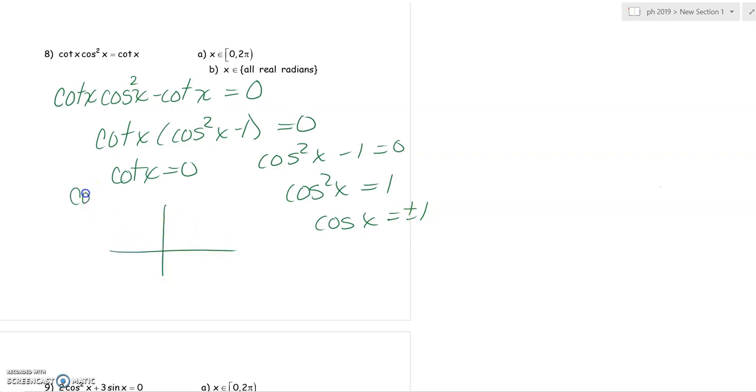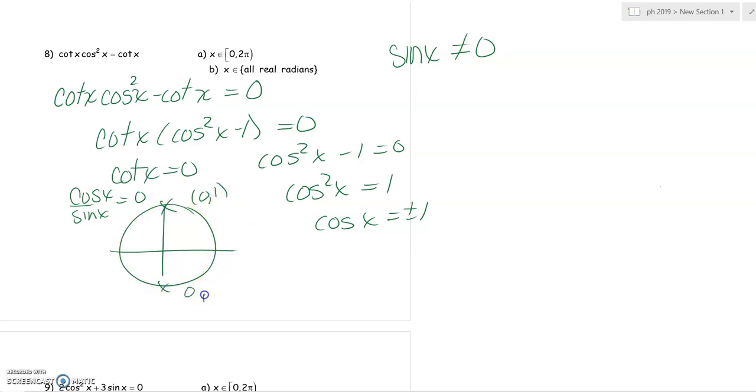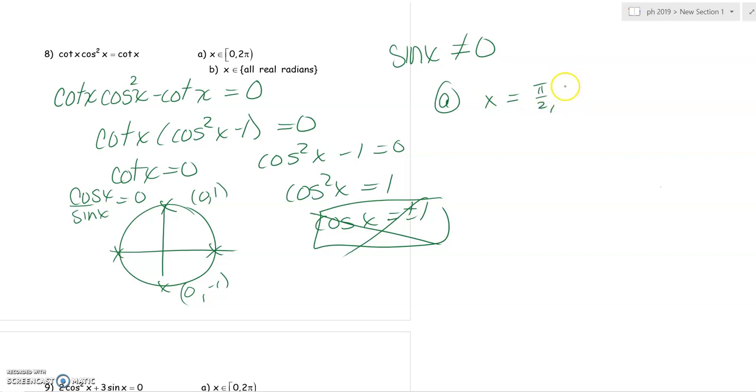So what's very important is for us to think about the domain of our function. Notice that you're looking for values of x that make the cosine of x 0, but not the sine of x. You can't divide by 0. So very important for our domain, the sine of x cannot be 0. So the cosine is 0 at pi over 2 and 3 pi over 2. But notice we want to know when the cosine of x is positive or negative 1. But again, the sine of x cannot be 0. So those answers are not part of our solution set. So for part A, you would say x equals pi over 2, or x equals 3 pi over 2.